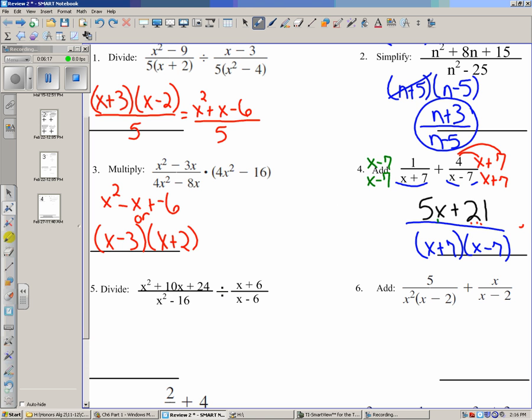And again, for the denominator, if you want to multiply that out, you're more than welcome to. In this problem, I'm actually just going to leave it as is. All right, moving on to problem 5.